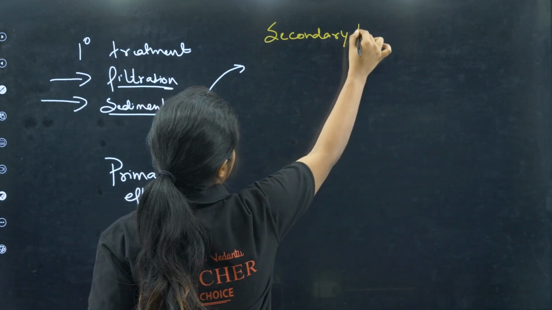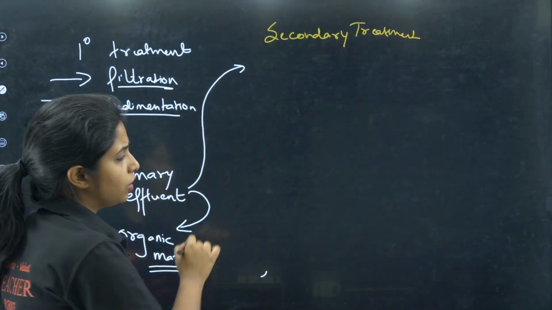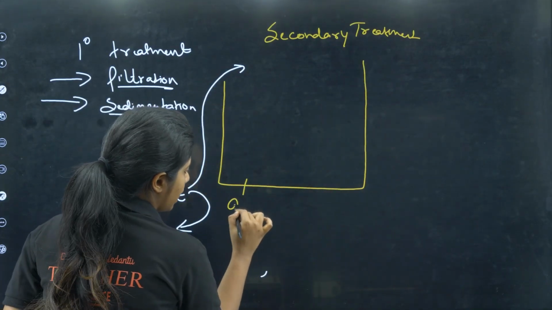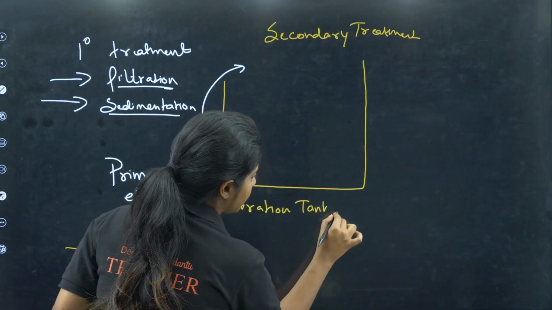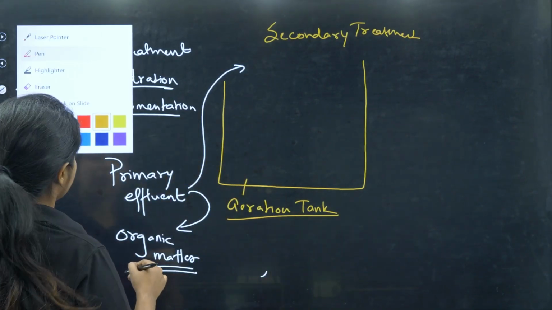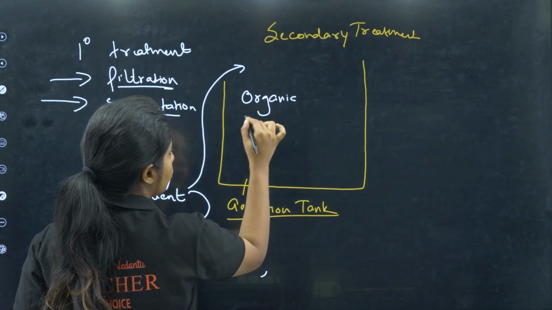Now this primary effluent is transferred for the second treatment, which is known as secondary treatment. Okay, and what happens in a secondary treatment? There's a large aeration tank, my dear children. What do you mean by aeration tank? There will be air provided over here. And in the aeration tank, what is there? There is our primary effluent. That means we have our organic matter over here.